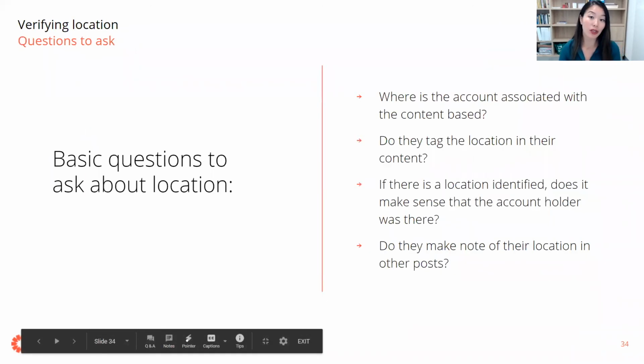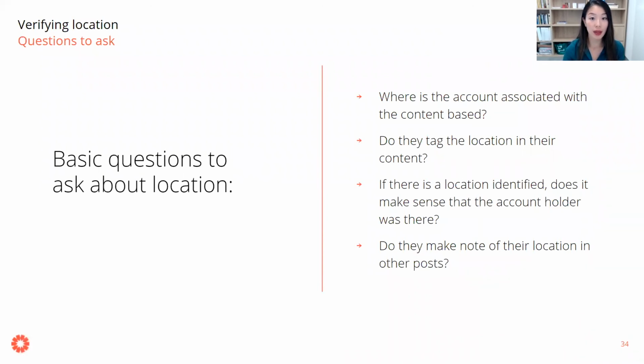Some basic questions to ask when you're trying to verify location. Where is the account associated with the content based? Do they tag the location in their content? If there is a location identified, does it make sense that the account holder was there? And do they make note of their location in other posts as well?